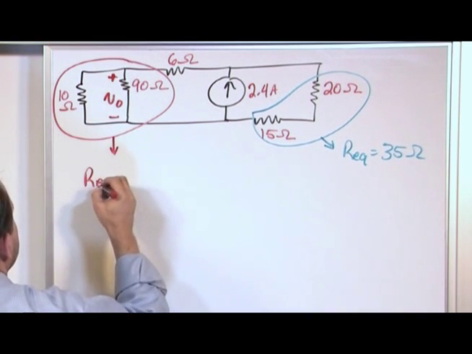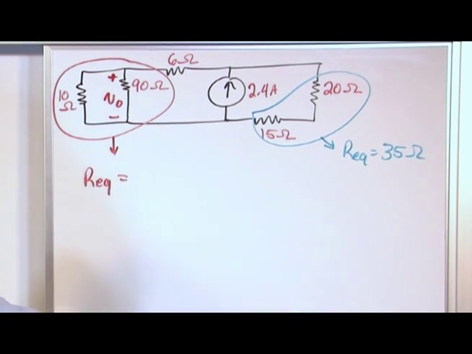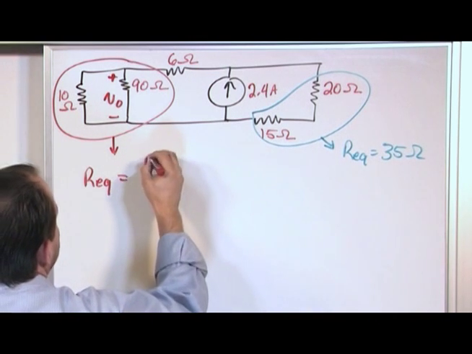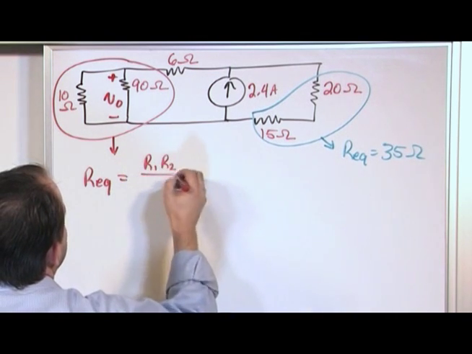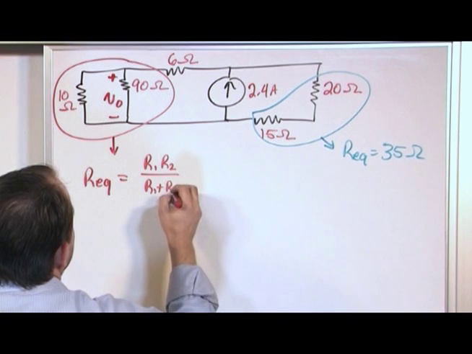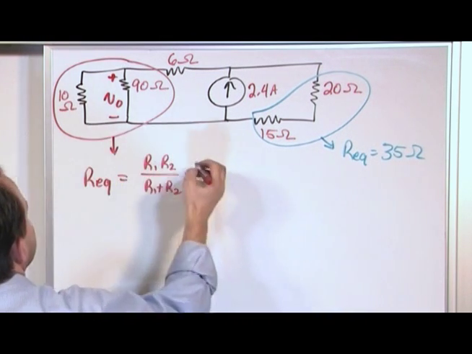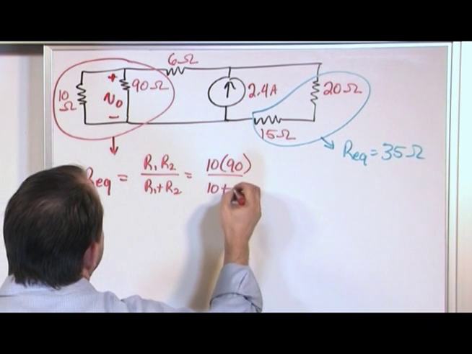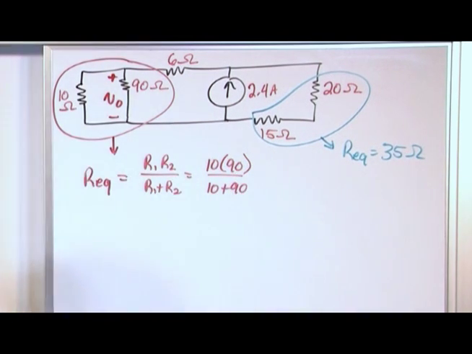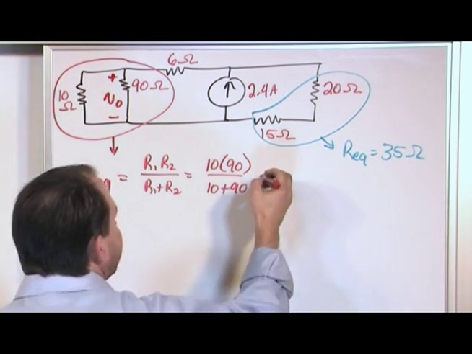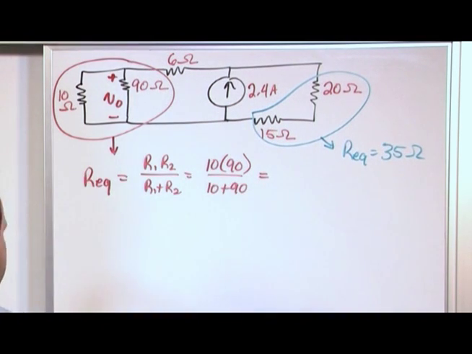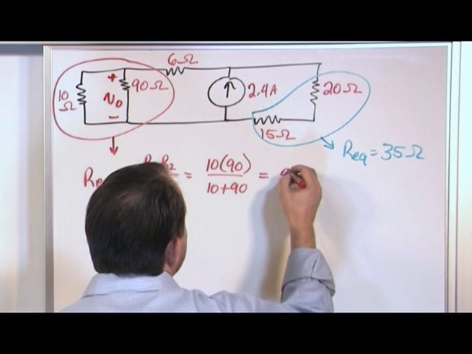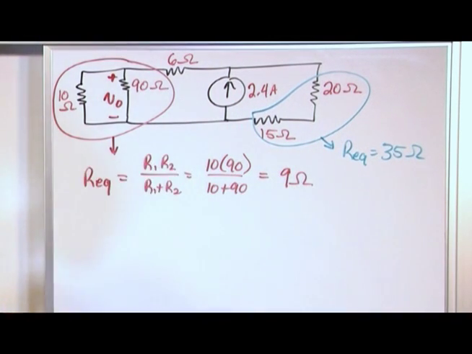And we say equivalent. This is two guys, so we can do product over sum. So it's going to be R1 R2 divided by R1 plus R2. The product is 10 times 90. The sum is 10 plus 90. All right? And so what we're going to get here, we'll have 900, and then we'll have 100. And so what we'll get is 9 ohms. So I have 9 ohms for this part.